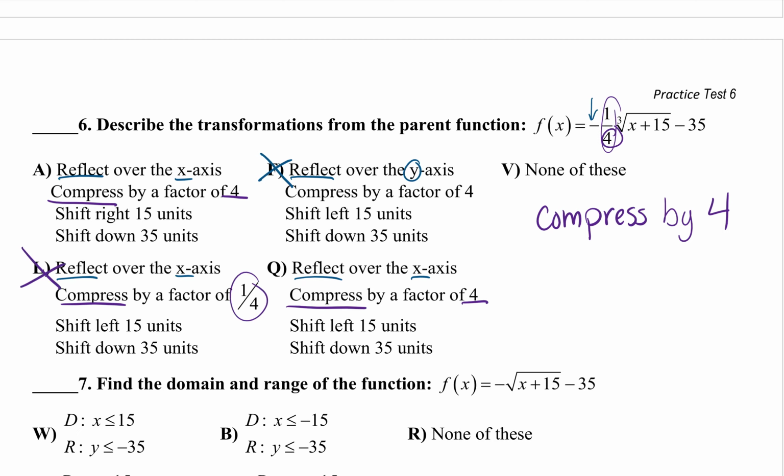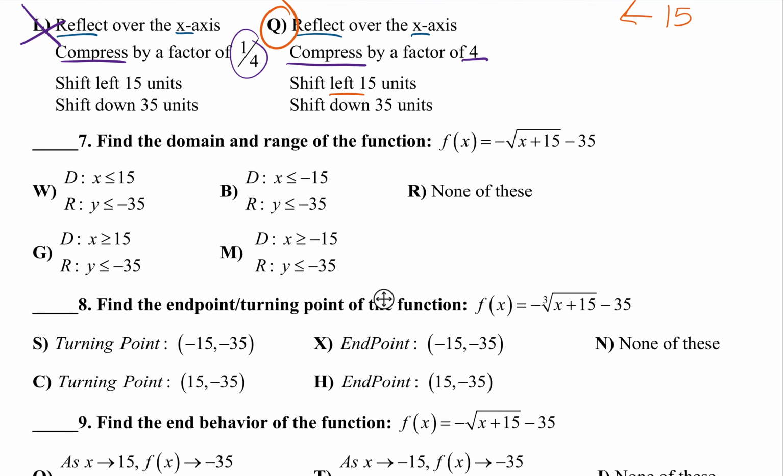So L's out. Next thing, I add 15. Remember H flips, so I actually go left 15. I only have 2 left. That's right, that's left, that one's wrong, so my answer is Q. Again, do one thing at a time and cross things out that are wrong. Alright, domain and range.